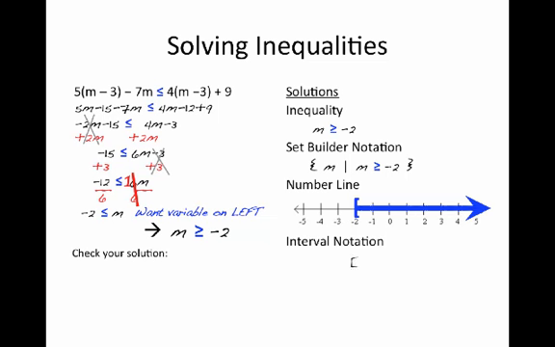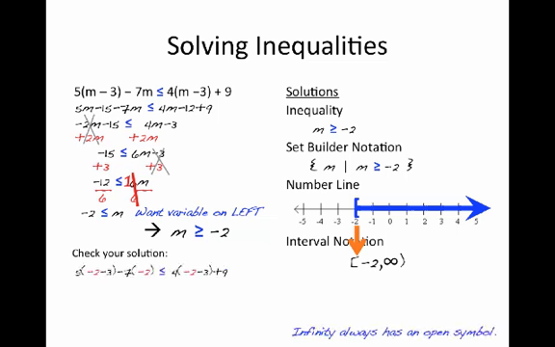My interval notation, I start with the square bracket, negative 2, and I go clear to the right to infinity with an open symbol on that side. Again, notice my square bracket lines up on both a number line and an interval notation, and both of them go to infinity on the right.